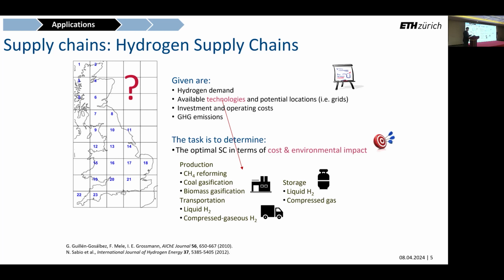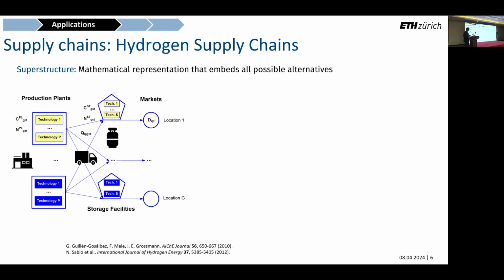So in essence we follow two different steps. The first one is to create this so-called superstructure. So this is a mathematical representation where we have all possible alternatives to our problem. So for example, we have different technologies for production, as I mentioned before, different technologies for storage and also for transportation, and here we consider all the links between the different nodes of the network. So here we have millions of alternatives that are considered in this mathematical representation, and then we will use optimization in order to identify the optimal portfolio.